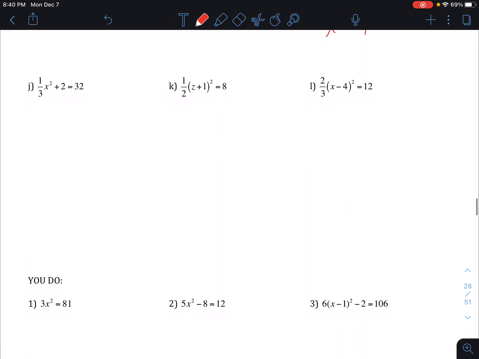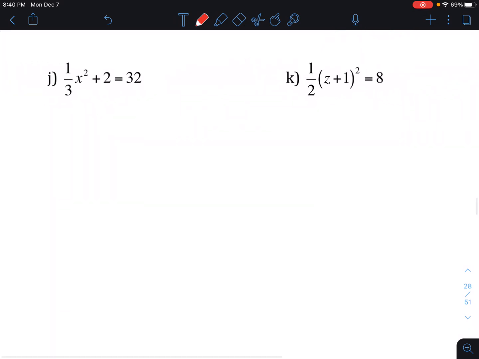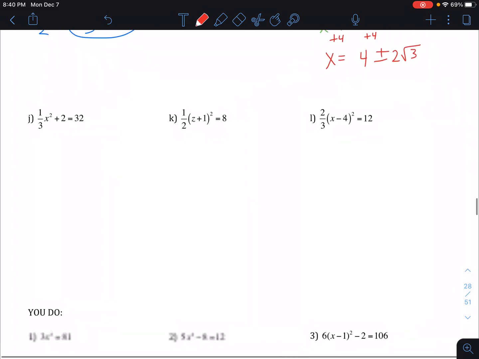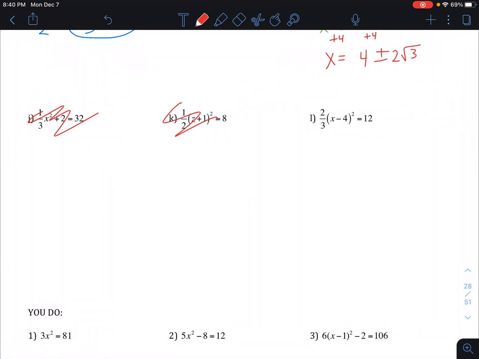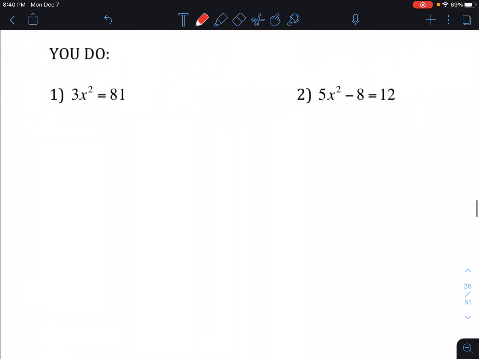All right, we got a few more. And you know what? Time constraints. Going to cut those out. And you do number 1 right now. Pause it and try it.